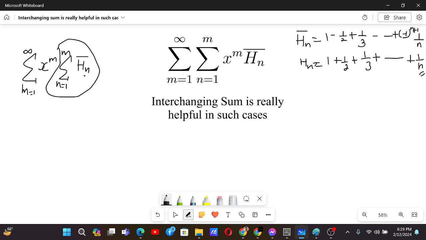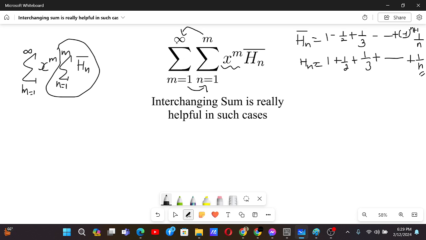So that's why in this case it's beneficial for us to interchange the sum, first summing in the world of m and then in the world of n, because if we sum over m first, this one is easy to evaluate. So that's why we will try interchanging the sum in this case.